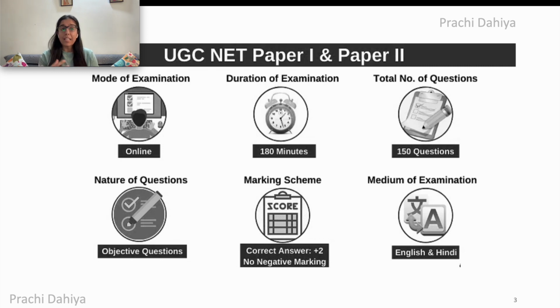Then the marking scheme is that there is no negative marking, and for every right answer you get 2 marks. So 150 questions, 300 total marks. And the medium of the examination, the language in which the questions will be asked, will be English and Hindi.